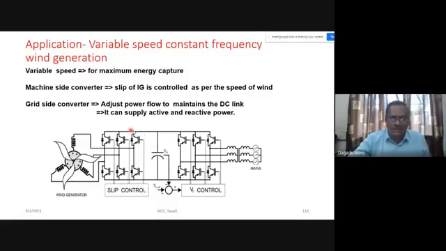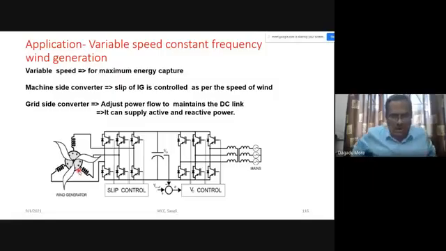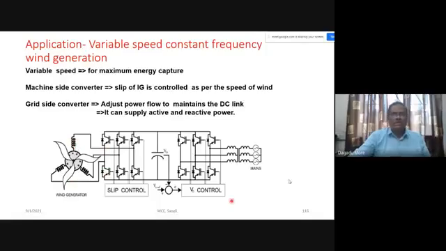Now here, if you see this diagram, we are using the induction machine, a cage induction machine. There are so many options for wind turbine machines, but in the present case we are discussing the induction machine, and we have to give supply to the induction machine, particularly for its excitation. It takes reactive power from the grid for its excitation.